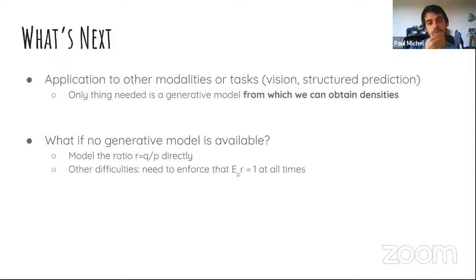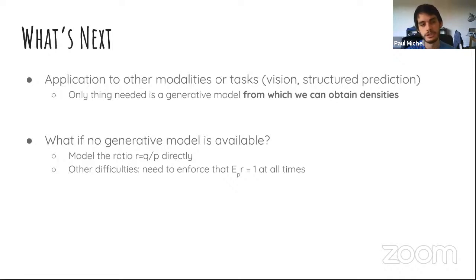Another thing, and that's actually what I'm working on the most right now, is what if we don't have access to a generative model, or there are some problems with generative models, even language models. It's kind of expensive, right? Because you need to compute the softmax over the entire vocabulary and things like that. So one thing we could do instead is, in this importance sampling objective that I showed earlier, we have this likelihood ratio between the adversary Q and the data distribution P.